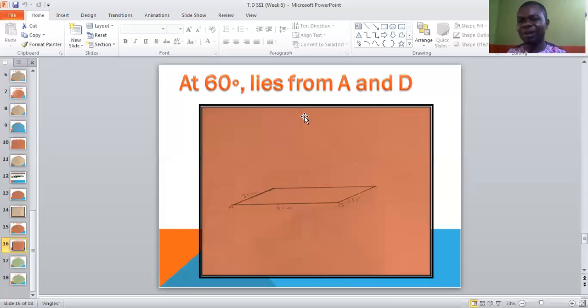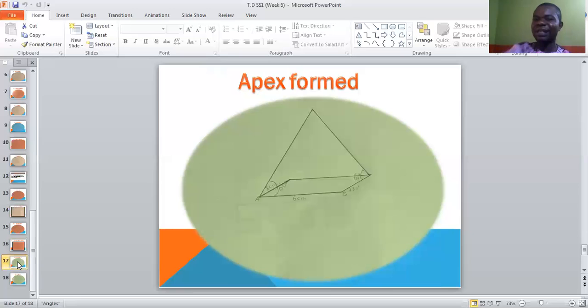So this rectangle is produced, like I said. Then you take from here, you take it up, you take from here too, you take it up, from A and D respectively, now you put it to that side. The apex is produced, then you make the line bold. That is the line meeting at the top there. The apex is produced. Remember, I told you the apex is formed here.